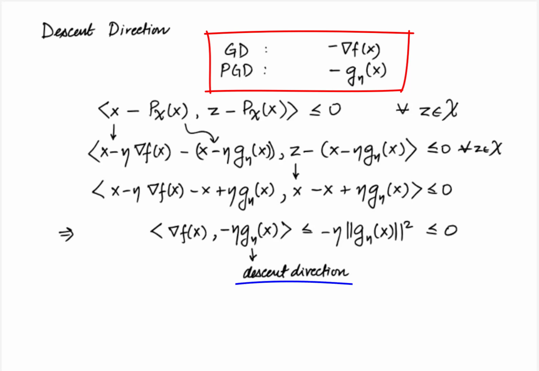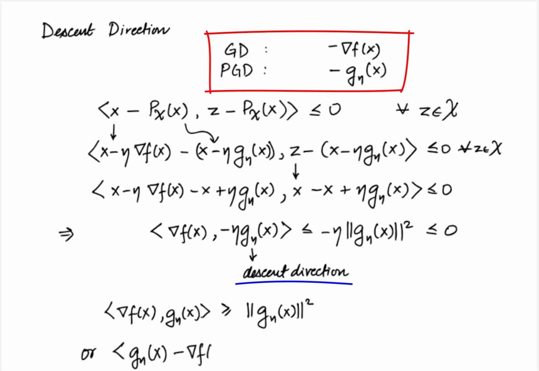Another way of writing this property, if we cancel eta, is that the inner product of gradient f(x) with G_eta(x) is greater than or equal to the norm squared of G_eta(x). Or equivalently, the inner product of (G_eta(x_t) minus gradient f(x_t)) with G_eta(x_t) is less than or equal to 0. These two properties will also be useful later. To summarize, we have seen that the gradient mapping is 0 at the optimum, and at all other points the negative gradient map is actually a descent direction.